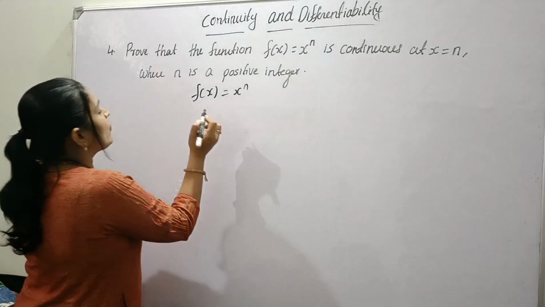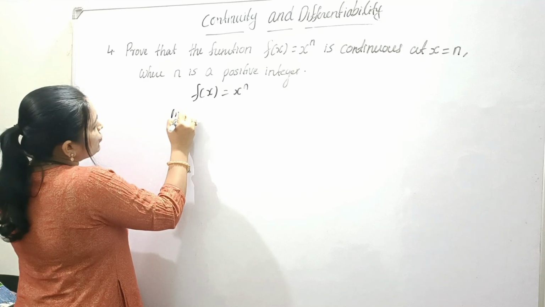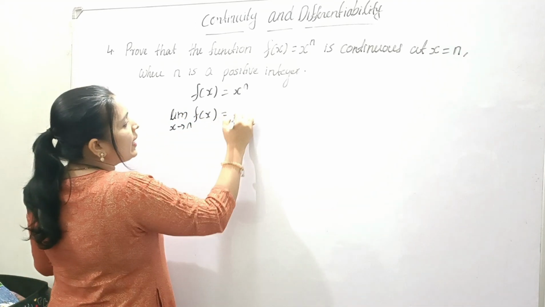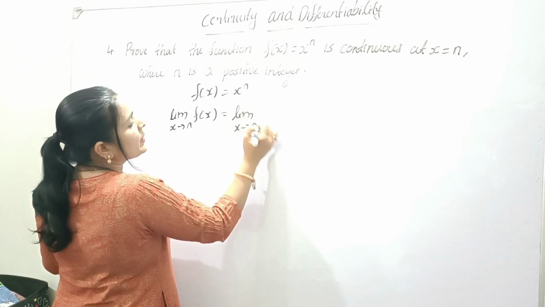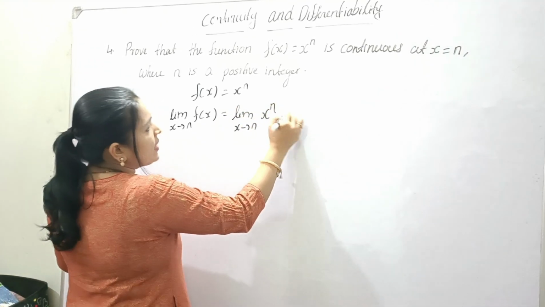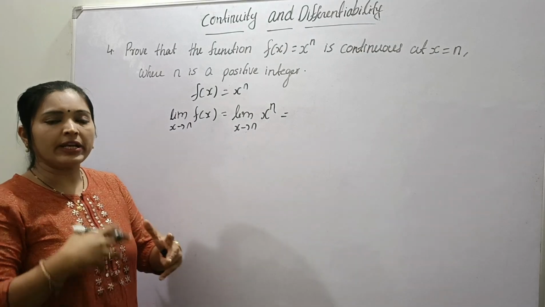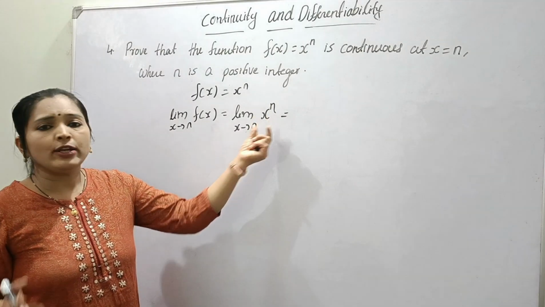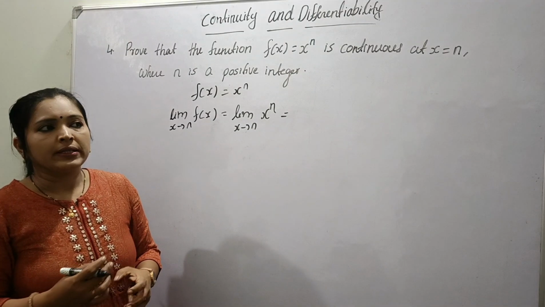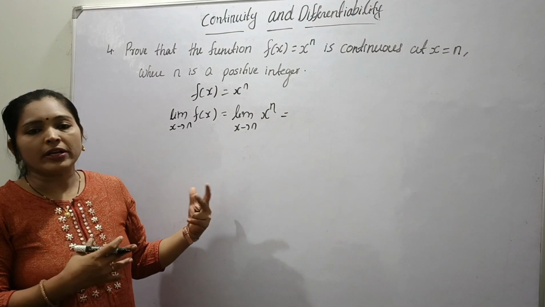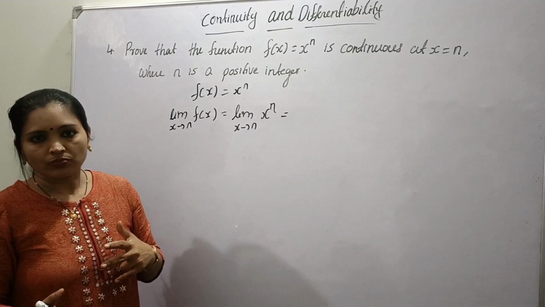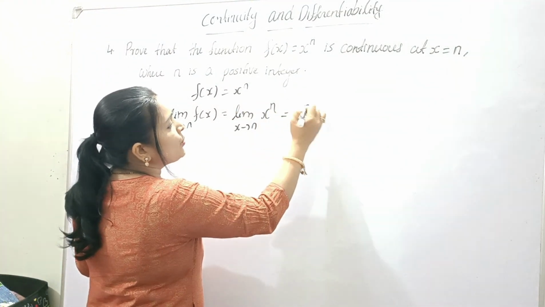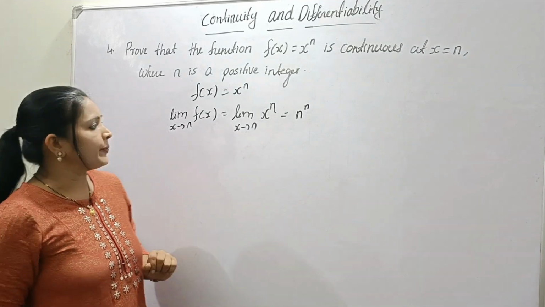See, by the definition of the continuous function, we have to find limit x tends to n f of x is equal to limit x tends to n of x raised to n. Here substitute x is equal to n, we will get n raised to n. See, if n is any positive value, this value will be a finite number. For example, if n is equal to 2, it will be 2 raised to 2, right? So here if we substitute x is equal to n, we will get n raised to n. Okay, it's a finite number.